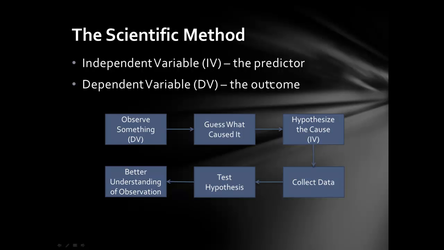So here are a couple of examples of research questions in which you can identify the independent and dependent variable. Let's say you wanted to study this law of nature, that people must study information in order to learn it. Well, in this case, studying would be your independent variable and learning would be your dependent variable. We think that studying predicts learning, which is the outcome.